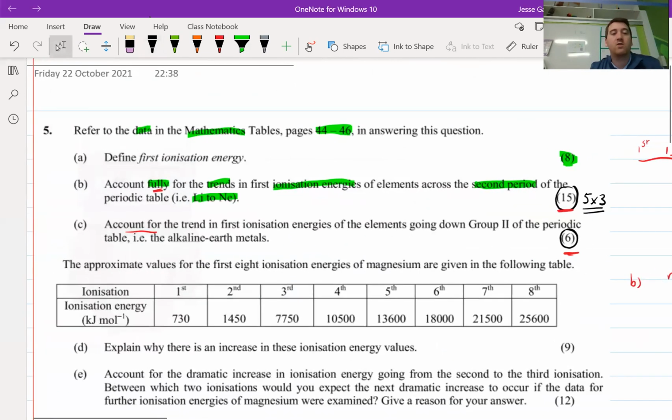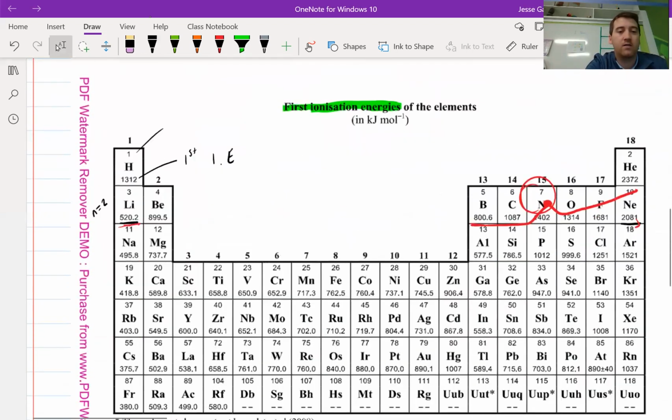All right, in the next question, part C. Account for the trend in first ionization energies of the elements going down group 2 of the periodic table. So the alkaline earth metals. So group 2.